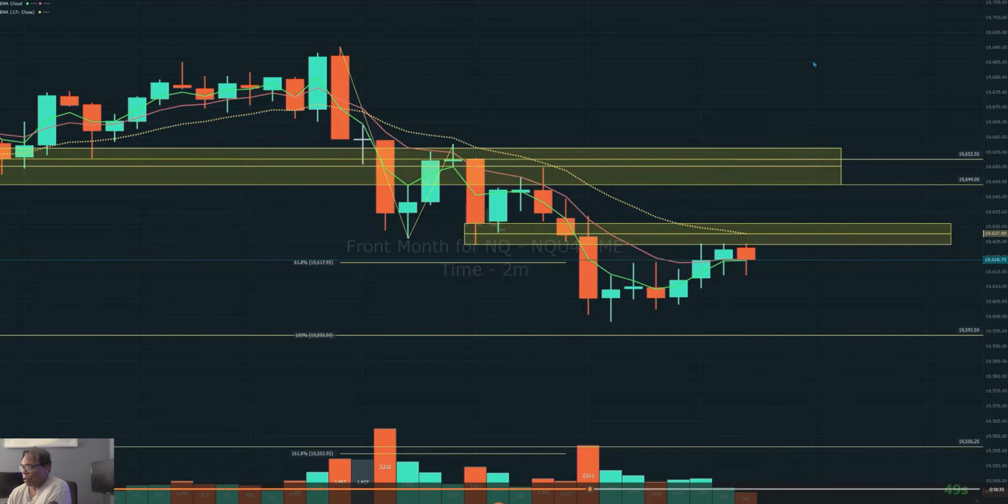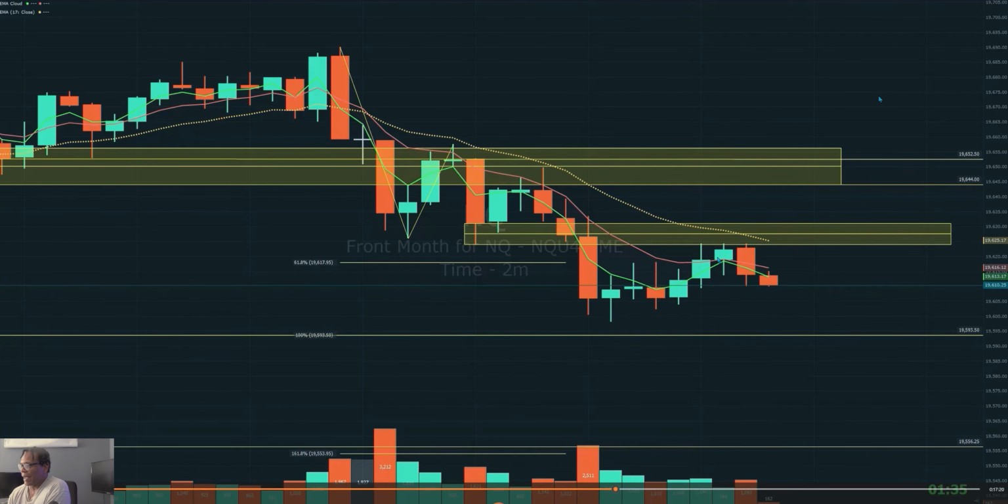Let's push this forward a little bit. We got 49 seconds. Let's push it forward. 18. Okay, so this would have been where I get into the trade. This would have been a bad trade though, but it's a great setup. It's a bad trade because the news is coming up.